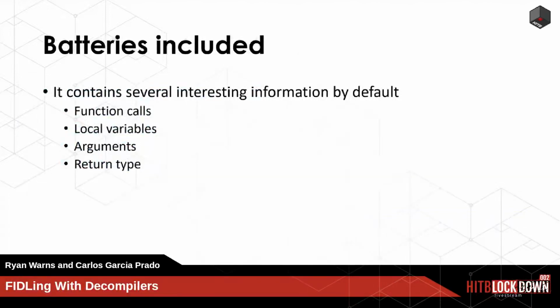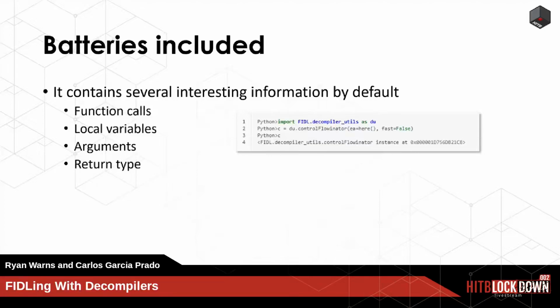And another thing is we have tried to make this thing kind of batteries included, the same philosophy behind Python. When you create a control flow object for a specific function, by default, it's going to have a lot of very interesting information. For example, information about all the function calls inside this function, the local variables, the arguments, and return types, many things that are accessible to you very easily.